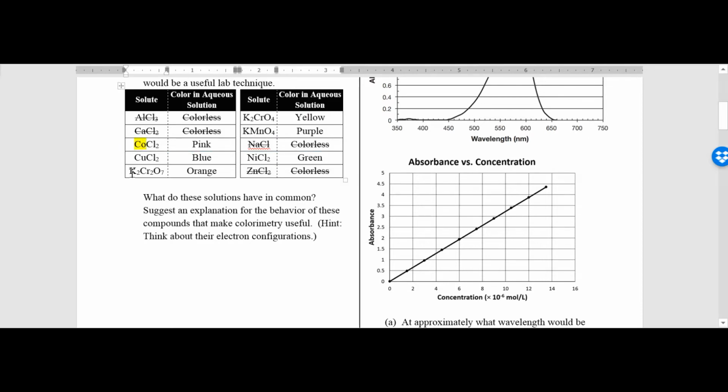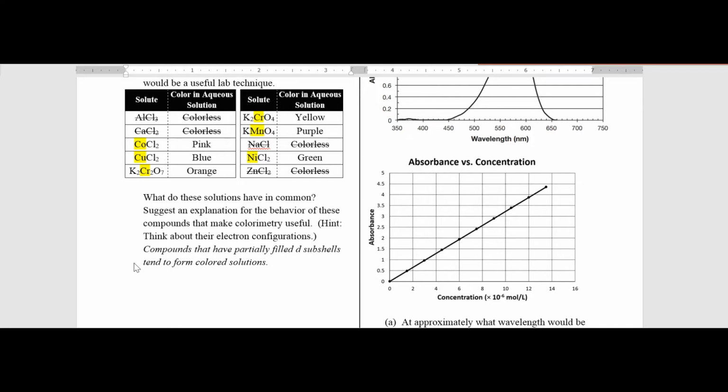If you notice, cobalt, copper, chromate, another chromate, manganese, and nickel, look at the periodic table. Where are they in relation to all the other elements? Those are your transition elements, right? And so they are going to have partially filled D subshells that tend to form colored solutions.